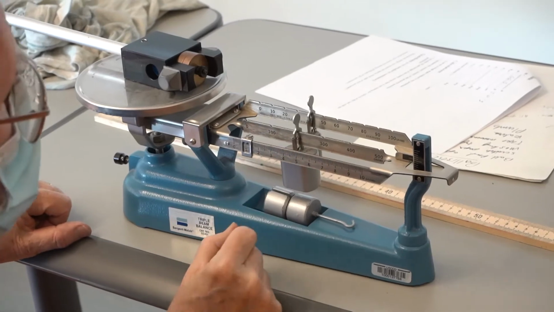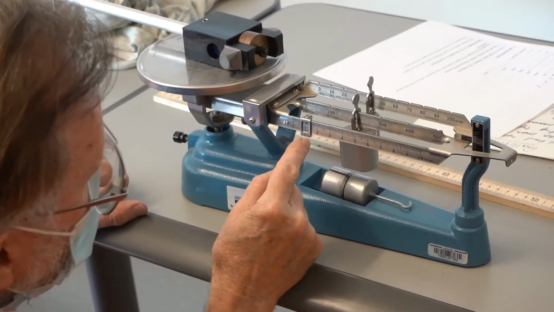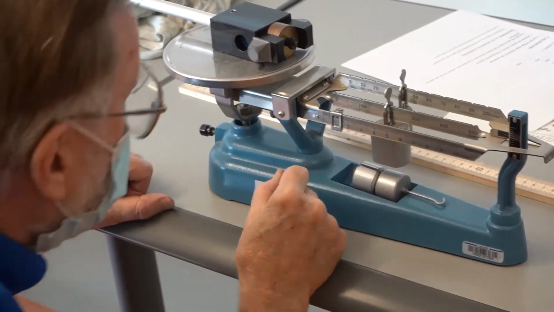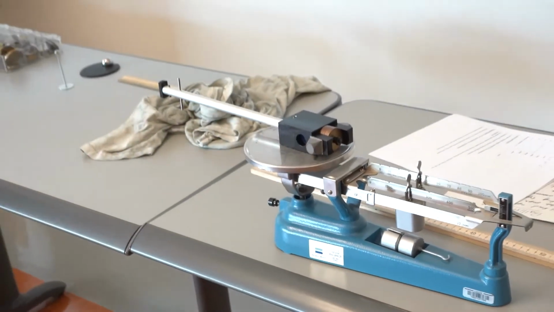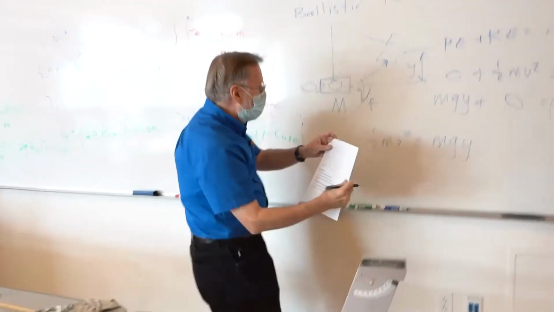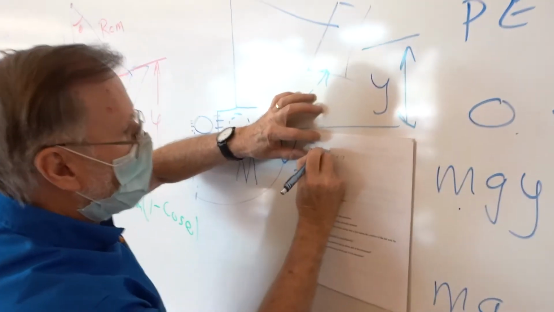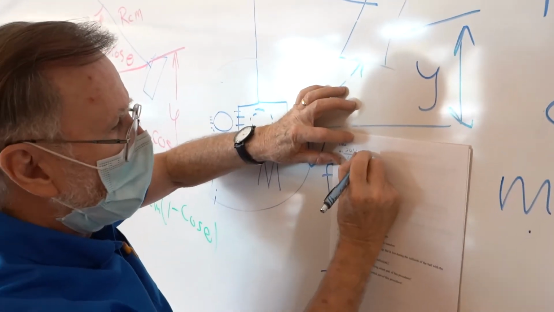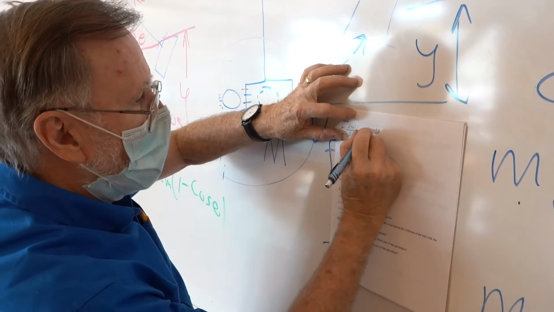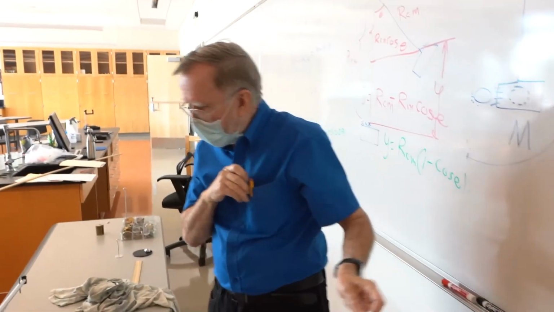Okay, it looks pretty good. It's going to be 241.1. That's going to be the mass of the pendulum, grams, plus or minus 0.1 gram. Okay. Now a little bit trickier is measuring.